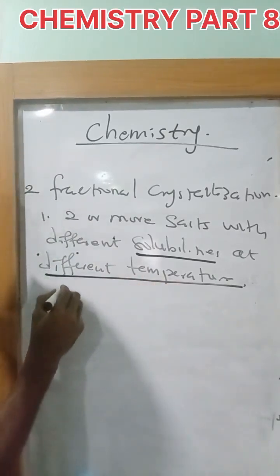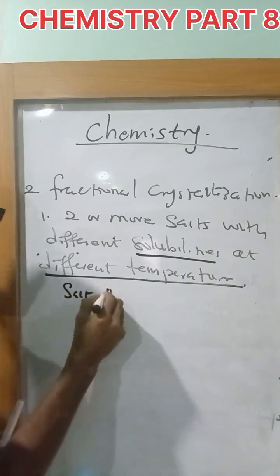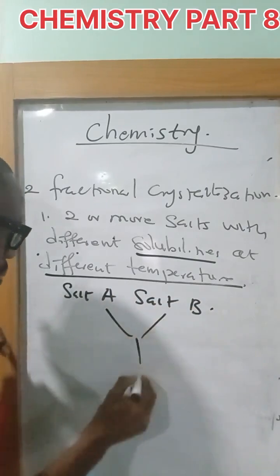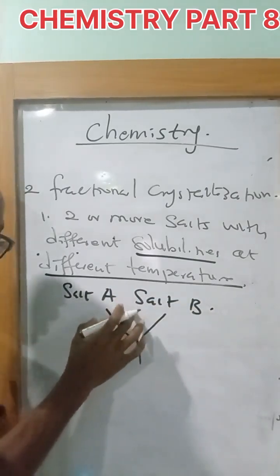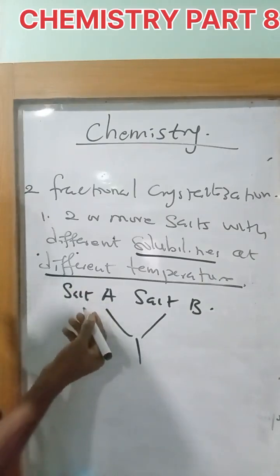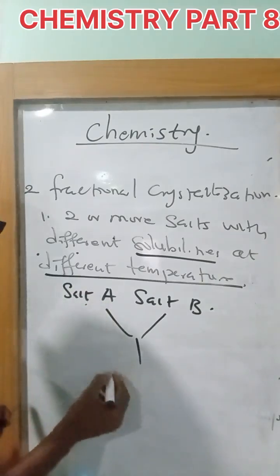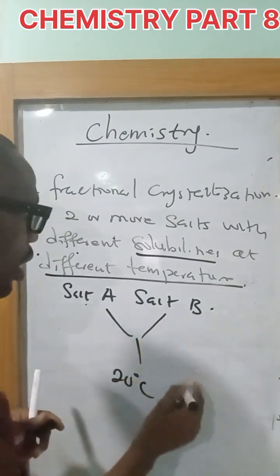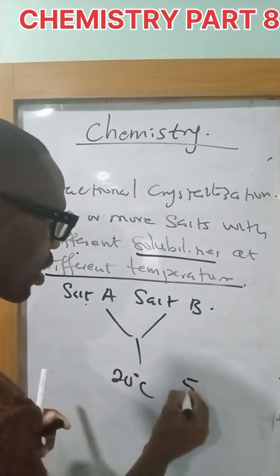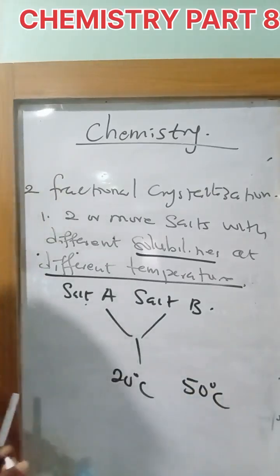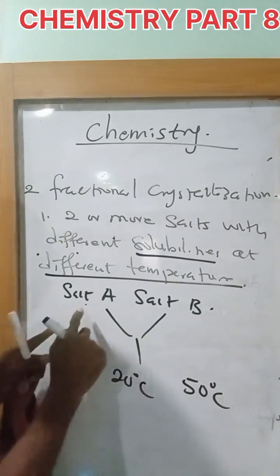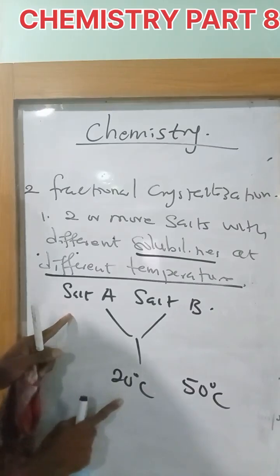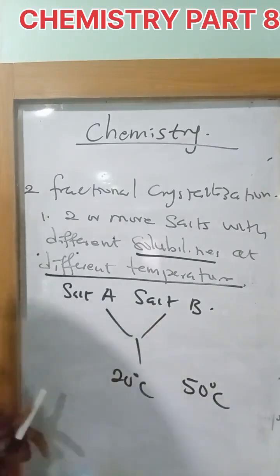Let's say you have salt A and salt B. When you heat them in a solvent, you see that salt A becomes soluble at 20 degrees Celsius, for example, and salt B becomes soluble at, let's say, 50 degrees Celsius. At this point, you will notice that their solubility is different at different temperatures. So that will make separation very easy.